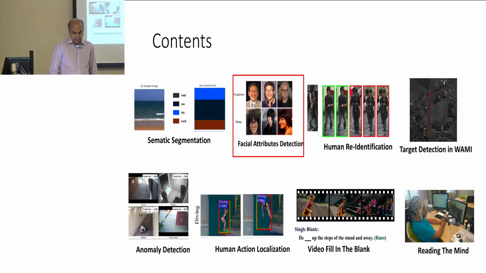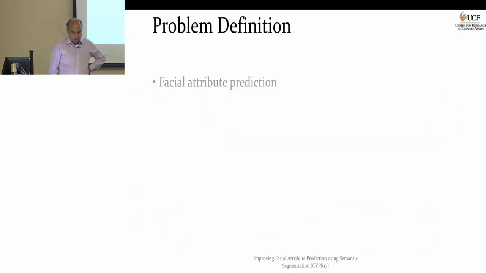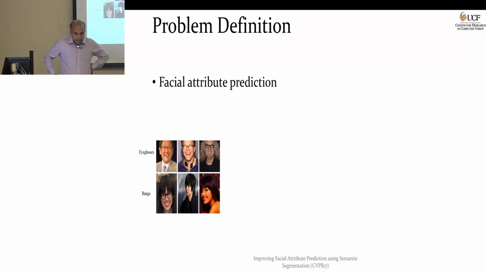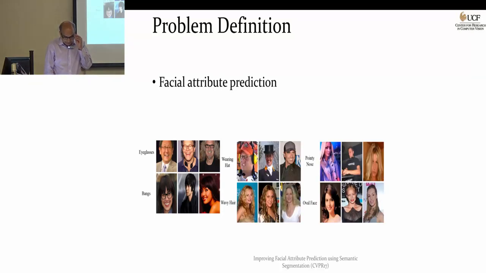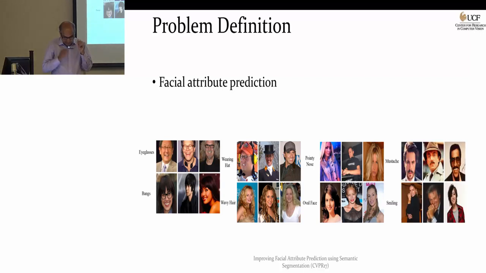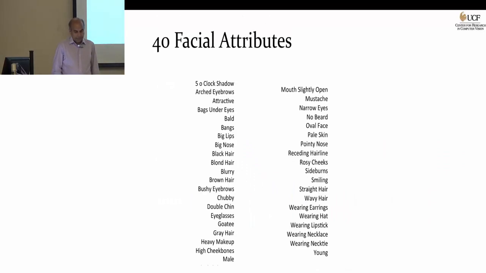So let's go to the second one. Now here we want to come up with facial attributes. We want to predict attributes like eyeglasses, bangs, wearing hat, baby hair, oval face, and so on. There are a total of 40 attributes, like this. It's a list of total attributes.